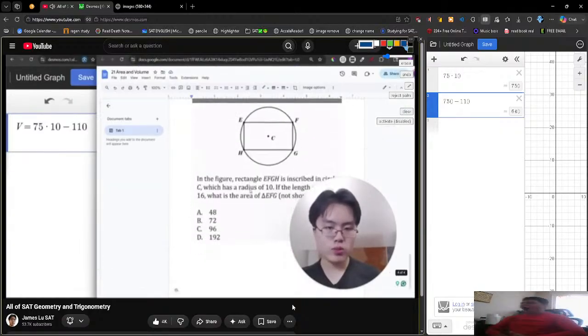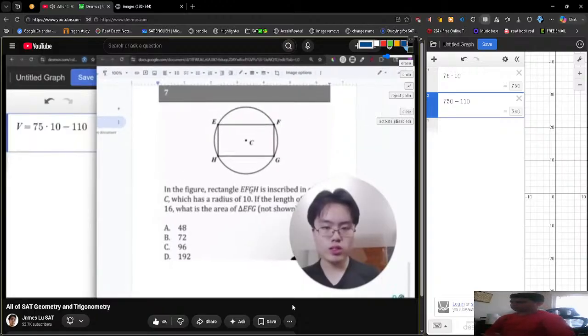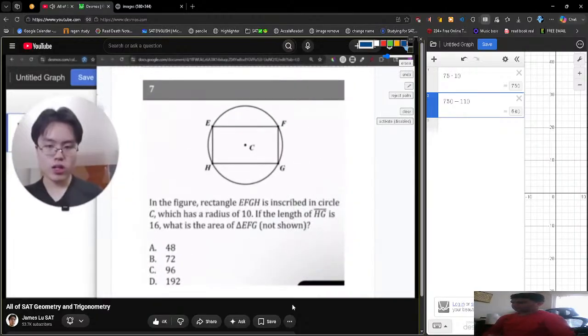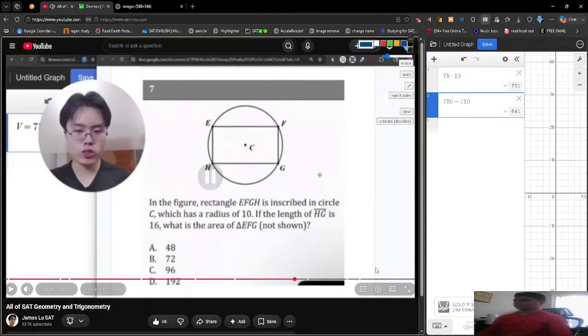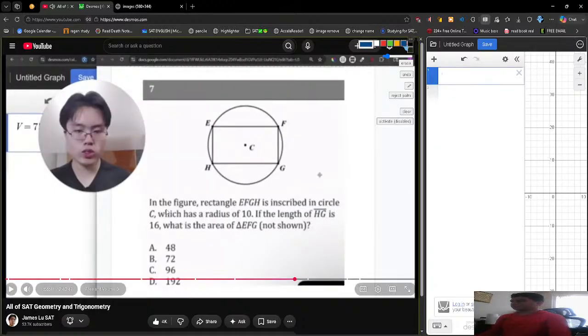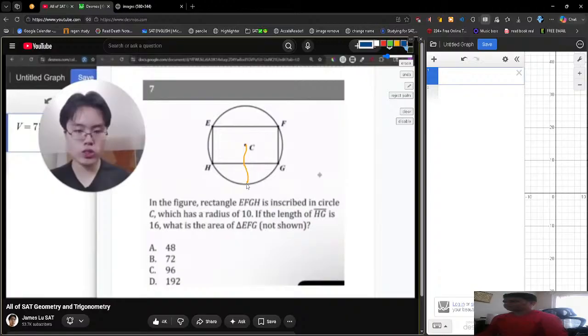Okay, let's talk about more patterns. The next pattern is inscribed shapes. I want you to pause the video and see if you would be able to figure out how to solve this. In the figure, the triangle EFG is inscribed. He taught me this: inscribed means it's touching the max length it can go, in circle C, which has a radius of 10.